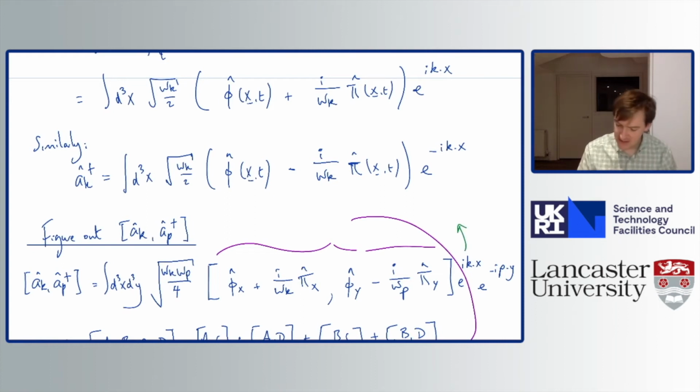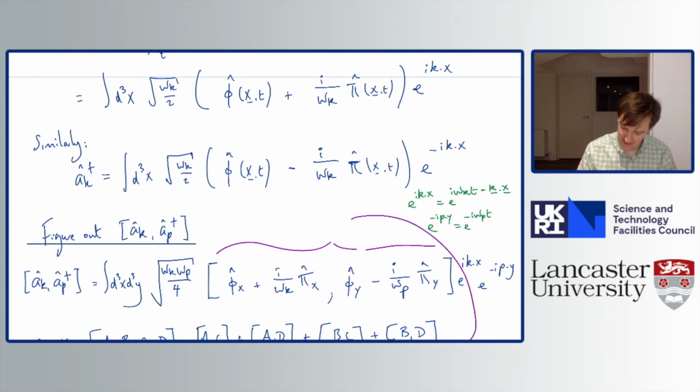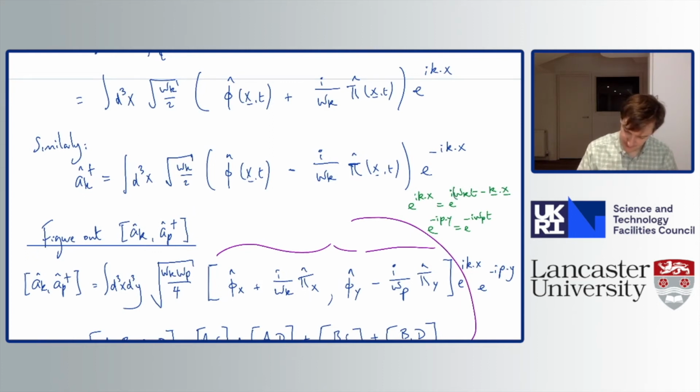This color, I hope you can see. So this e to the i k dot x is shorthand for e to the i, positive, not a negative, it's e to the i omega_k t minus k dot x. And the e to the minus i e dot y term, e to the minus i omega_p t, put in the brackets, minus p dot y.